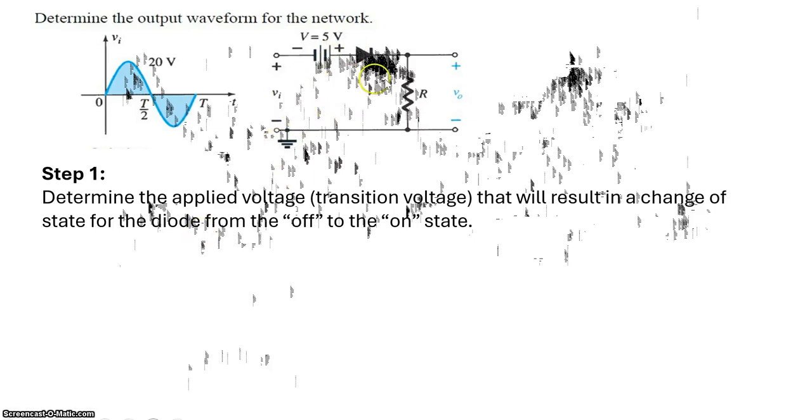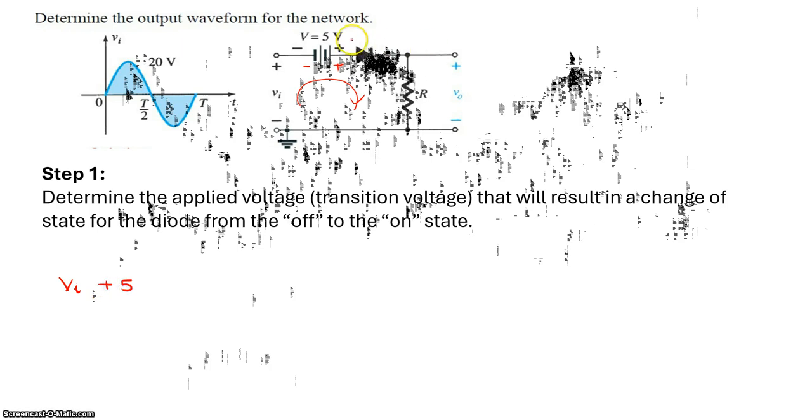Now we are going to apply KVL in this loop, for finding at what input voltage your diode is going to be on. If you apply KVL in this loop, going from minus to plus, it is plus Vi. Now this is minus, this is plus, so it will be plus 5 volt.